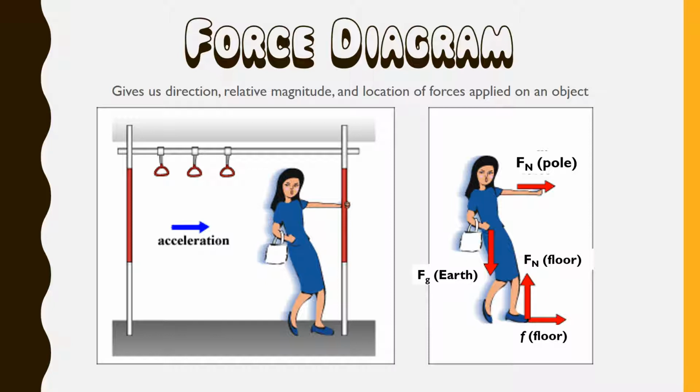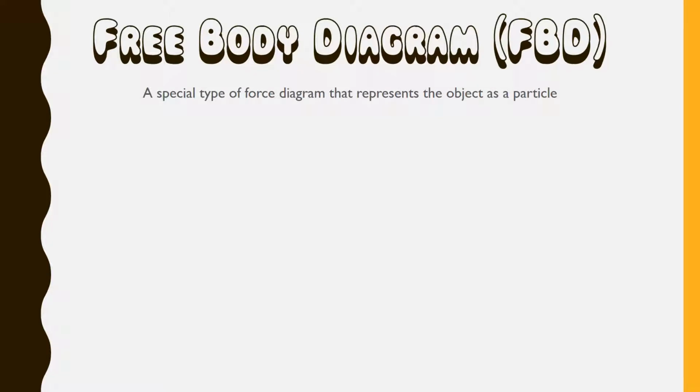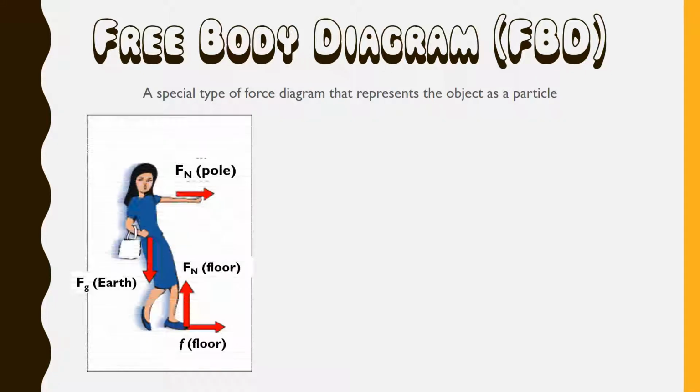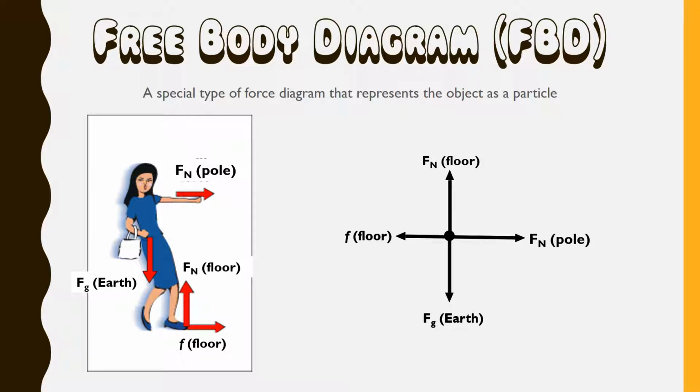Now, in addition to force diagrams, we have a special type of force diagram called the free body diagram. In the free body diagram, we're treating our object as a particle rather than as something that has a shape and size. So here's our force diagram once more. Again, we have our whole object in this force diagram, and our force arrows start on our object and point away from it.